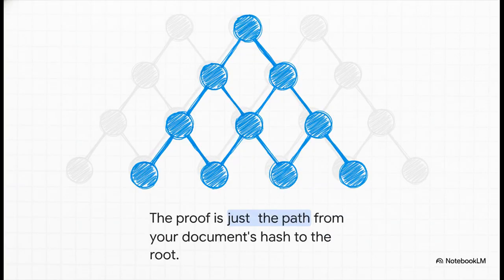You don't need the whole tree. To prove your document belongs, you only need to provide a very small, very specific set of other hashes. These hashes make up the direct path from your document's leaf all the way back up to the root. And this is what we call a Merkle proof.